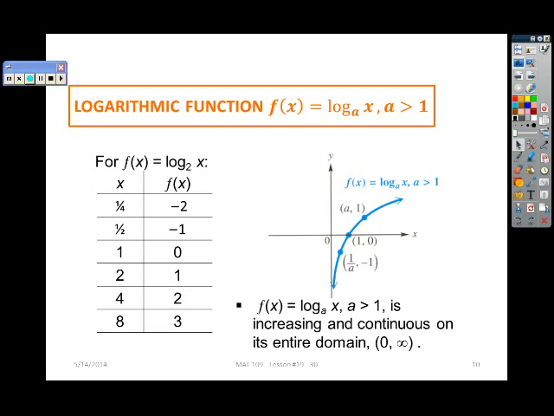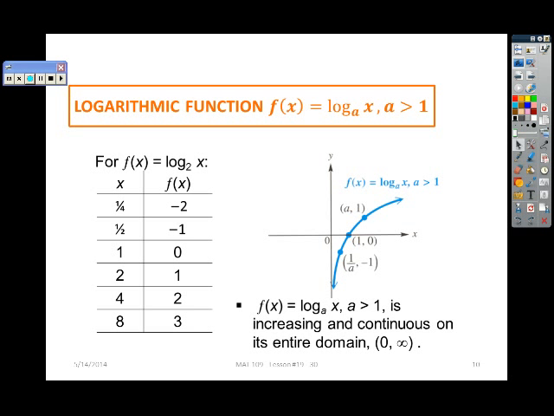The domain is 0 to infinity. You can't take the logarithm of 0 either. So it's 0 to infinity in parentheses. The range, as you can tell from the graph, is minus infinity to infinity. That is exactly the inverse of what an exponential was. And in fact, the curve is the exponential curve, but it's been flipped over and shifted around.